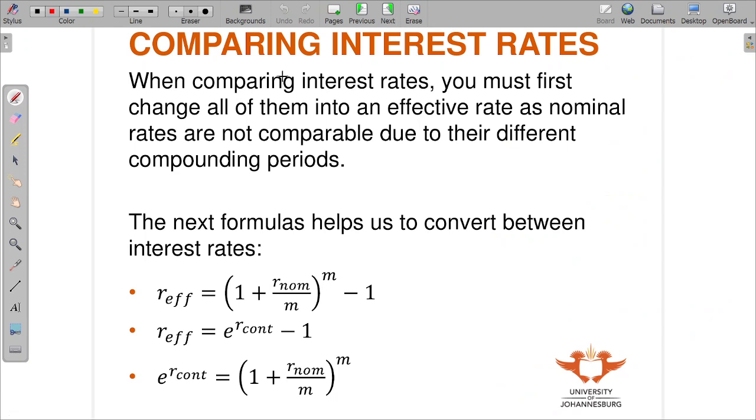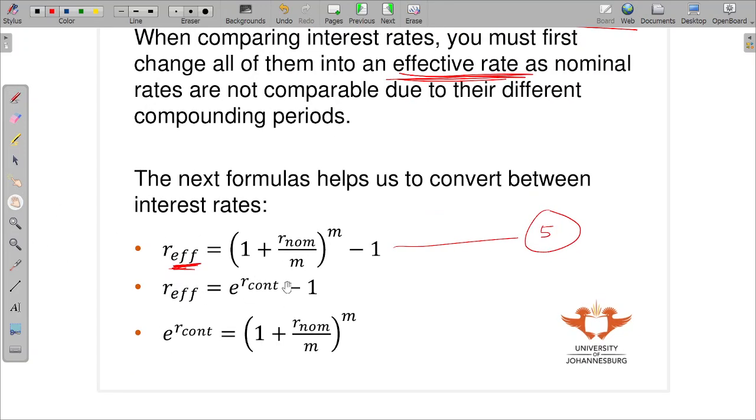Now, sometimes we want to compare interest rates. We cannot compare two interest rates without bringing them to the same basis first. So in order to compare two interest rates, we must bring both of them to the effective rate. We have formulas that help us convert from one interest rate to another. If you are given a nominal rate, you can convert it to the effective rate. I call this equation 5. If you are given a continuous rate, you can also convert it to the effective rate. I call that equation 6. If you are given a nominal rate, you can convert it to a continuous rate. I call that equation 7. Please take note of the formulas.